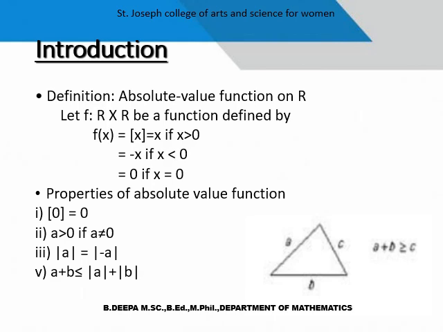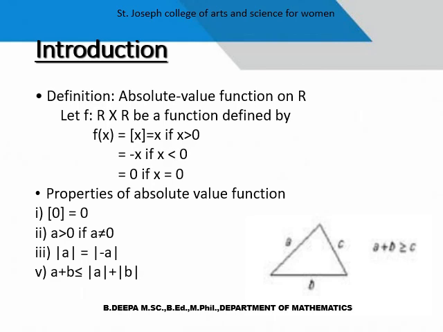Introduction: definition of absolute value function. That is, the absolute value function on R. Let f map from R to R be a function defined by f of x equal to modulus of x, that is equal to x if x is greater than 0, minus x if x is less than 0, and 0 if x equals 0.